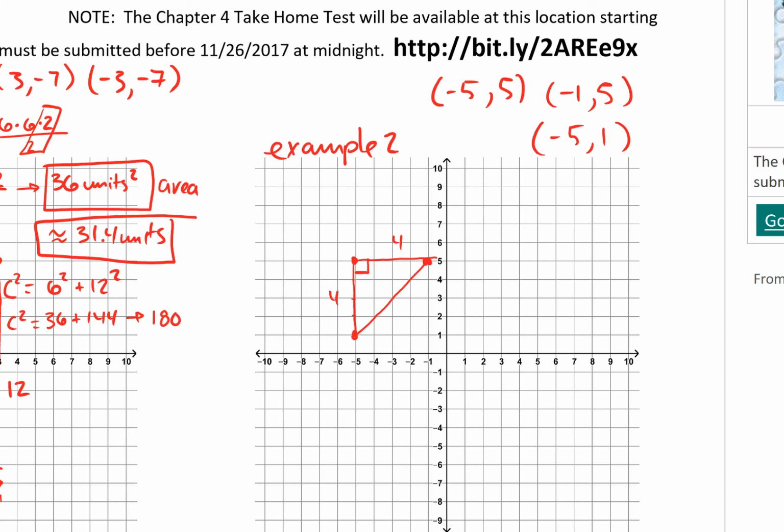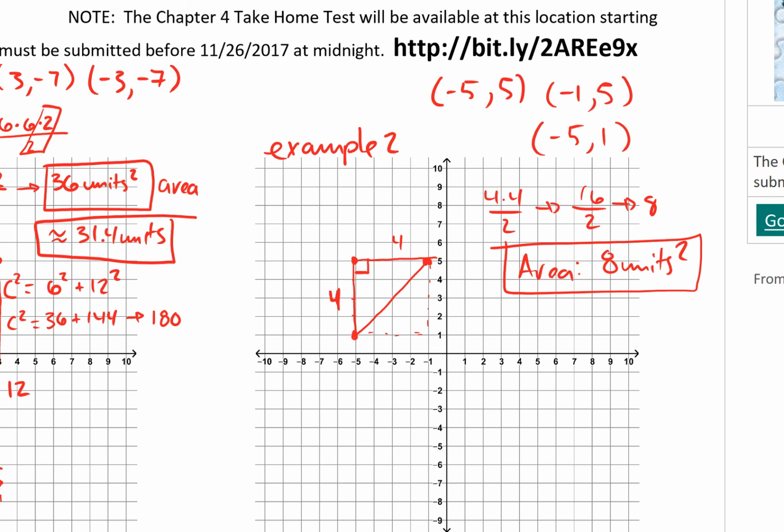So again, I have a right triangle, and the area of this is half the area of this square, right? So this square would be 4 times 4, 16. So this is just 4 times 4, which is 16 over 2. And 16 divided by 2 is 8. So my area is 8 units squared.